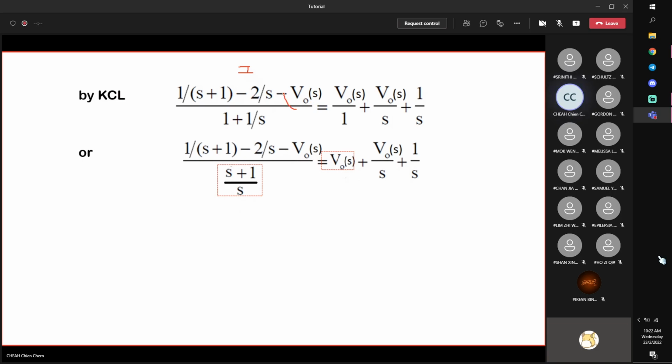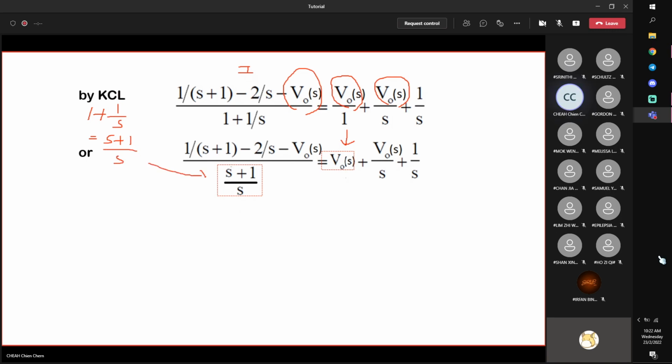Okay, we want to get V0. If these are constant, then no problem. But unfortunately, these are not constant. So do it one by one. First, I'll put this into V0 because it is divided by 1. This is straightforward. The rest, no change on the right-hand side. On the left-hand side, 1 plus 1 over S, I just put them into S plus 1 divided by S.